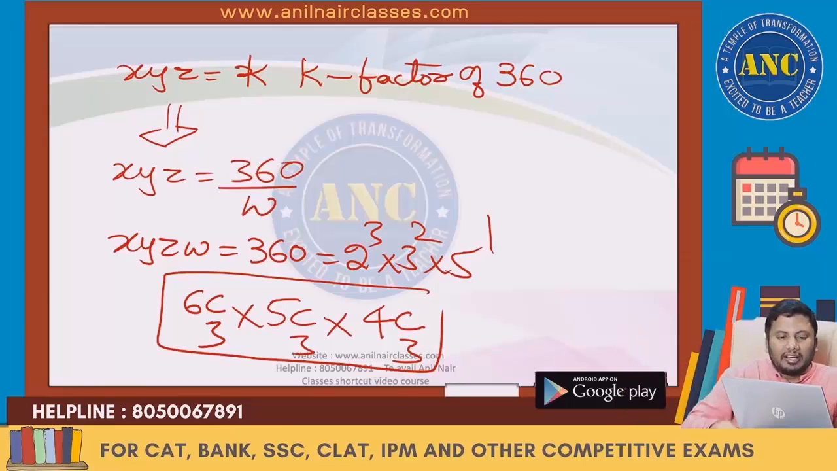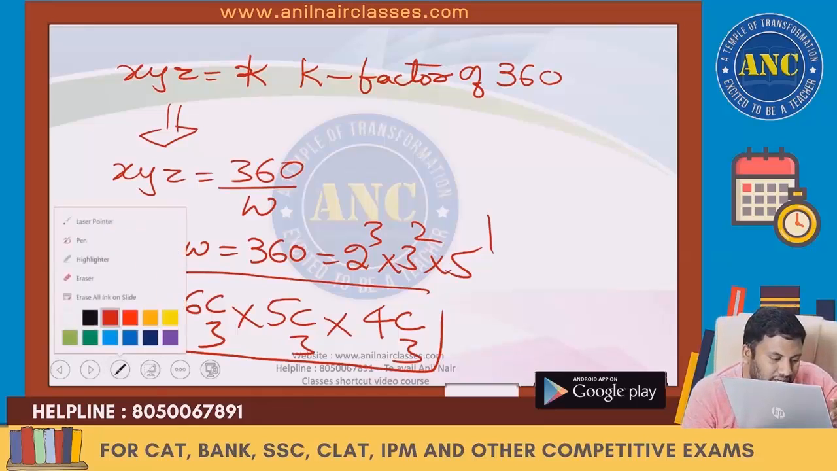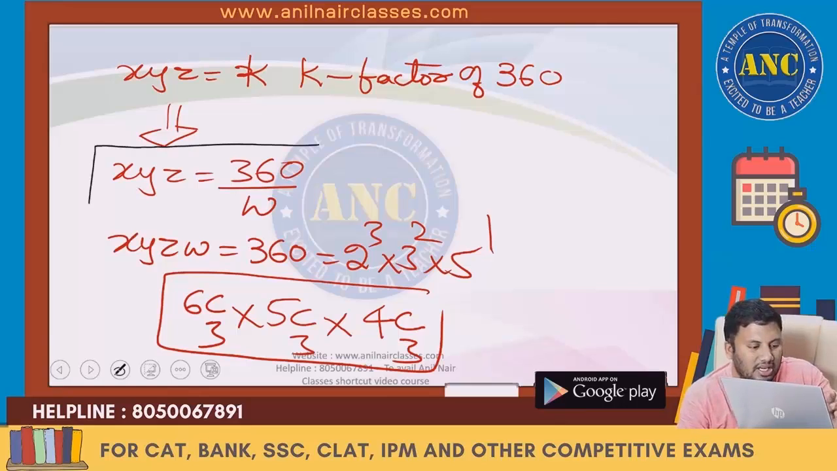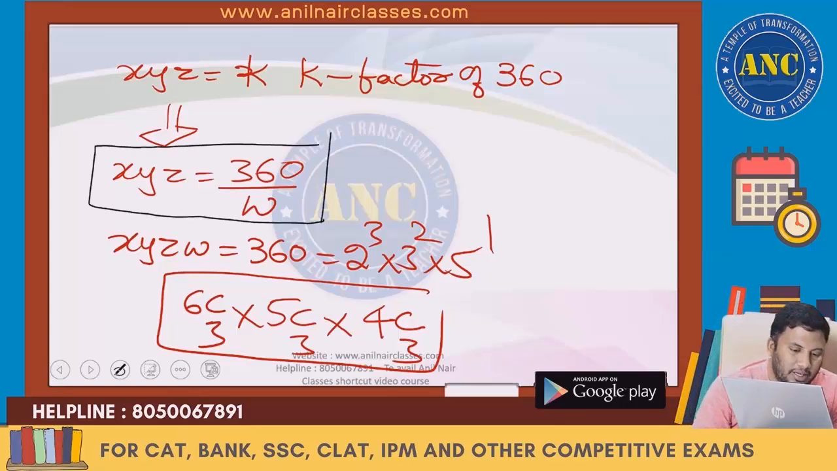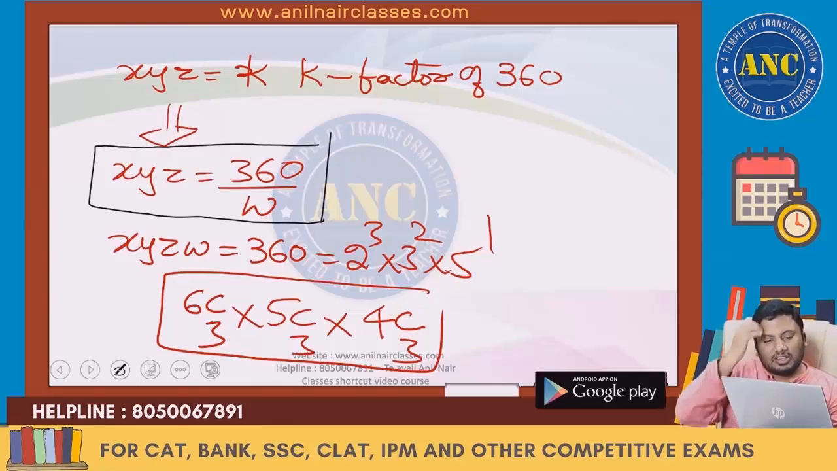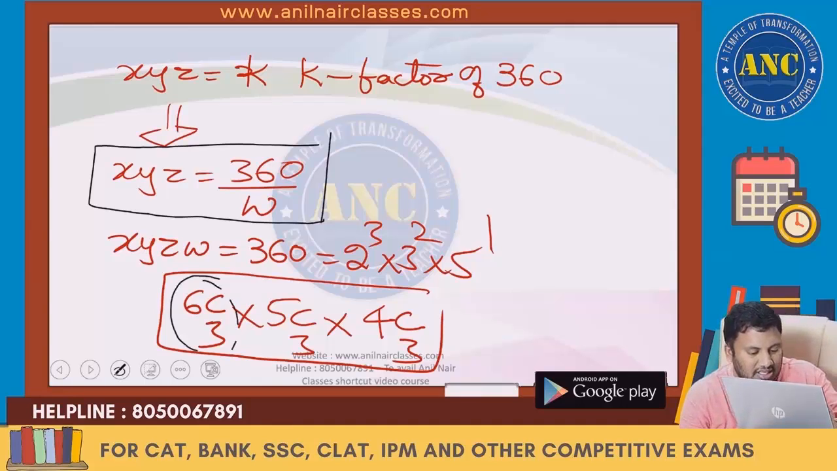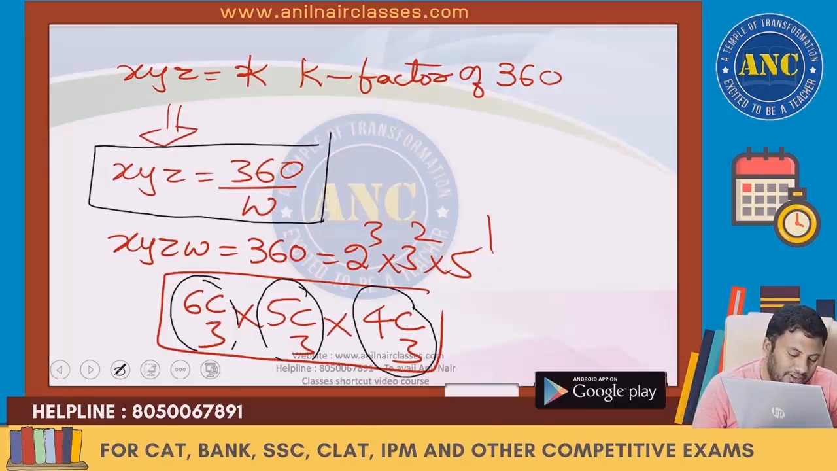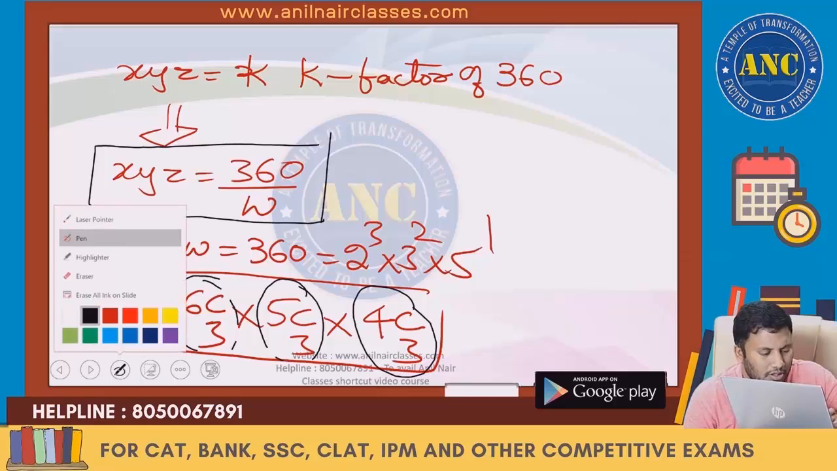I hope the idea is clear. XYZ is K. K is a factor of 360. Any factor of 360 is of the form 360 by W. So XYZW is 360. 360 is 2 cube into 3 square into 5 power 1. 3 plus 4, 7. 7 is 6C3. 2 plus 4, 6. 5C3. 1 plus 4, 5. 4C3. 6C3 into 5C3 into 4C3. Everybody clear? Toughest questions which you can solve very easily.